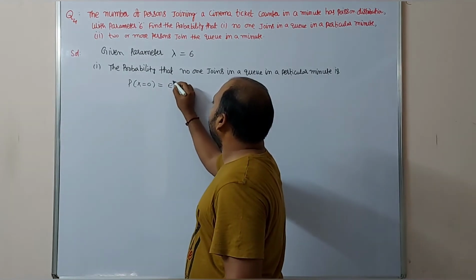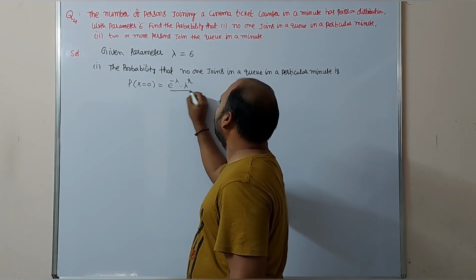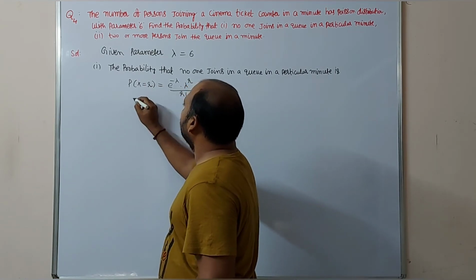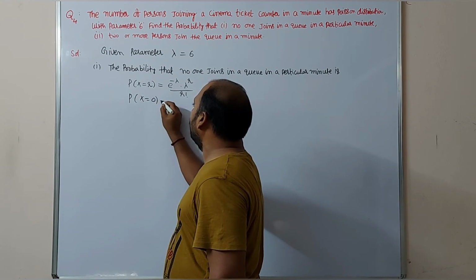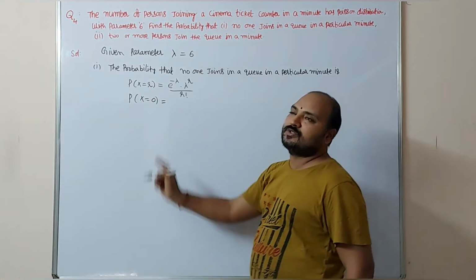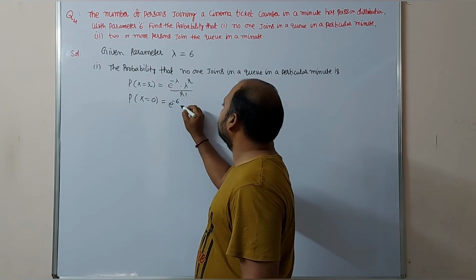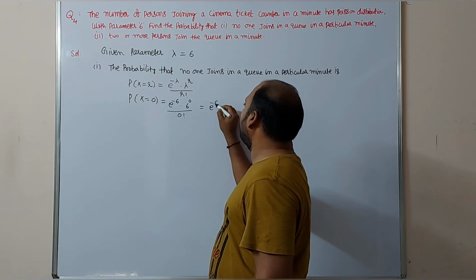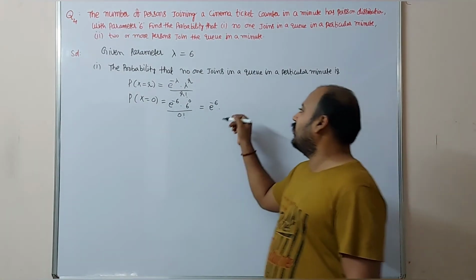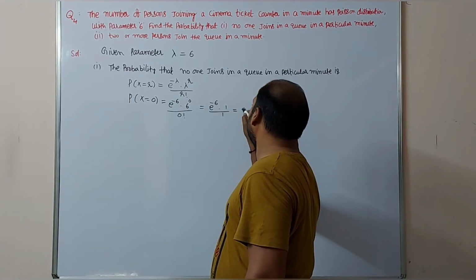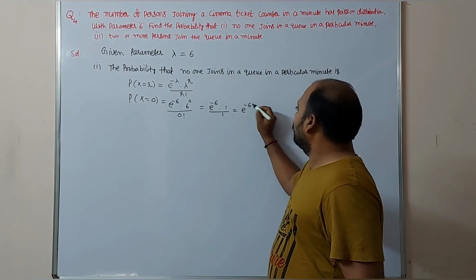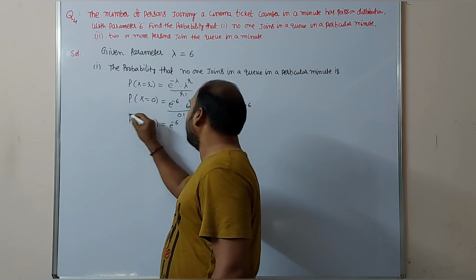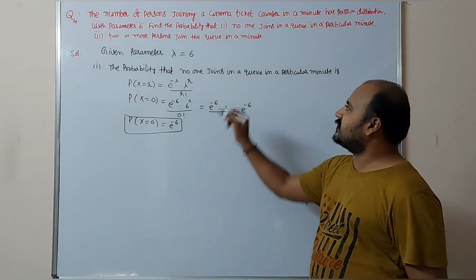So e power minus lambda, lambda power r by r factorial, where r is equal to 0. This is P of x is equal to r. No one means P of x is equal to 0. r is equal to 0, substitute in this, and lambda value 6. e power minus 6 into 6 power 0 by 0 factorial. So e power minus 6, anything power 0 is 1, 1 by 1 factorial. So absolutely e power minus 6. Therefore P of x is equal to 0 is equal to e power minus 6. Now come to the second question.